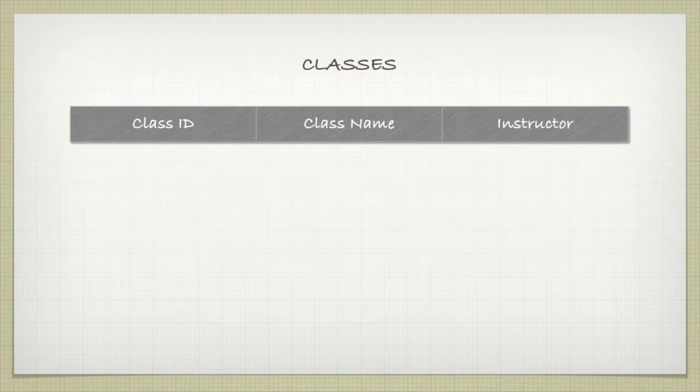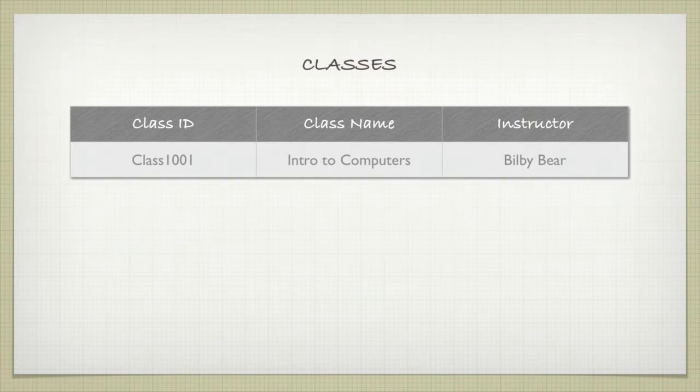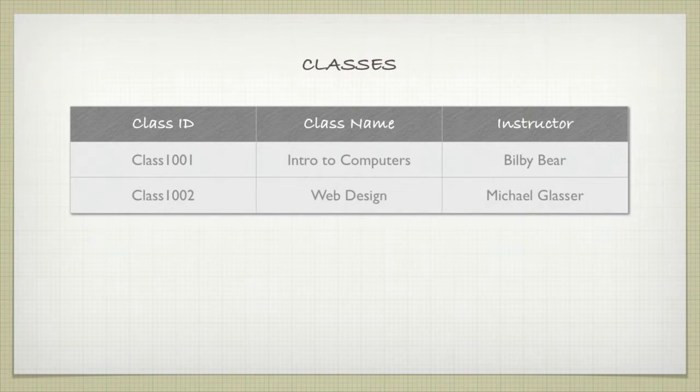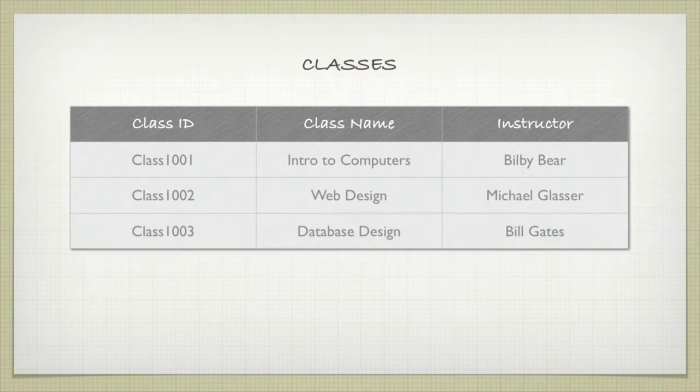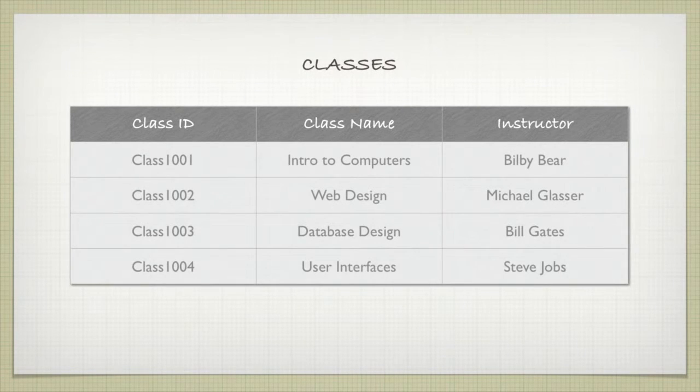Similar idea with classes. If we have a table here with the class ID, the class name, and the instructor, we might have class 1001 Intro to Computers by Bill Baer, class 1002 Web Design by Michael Glasser, and then class 1003 and class 1004, Database Design and User Interfaces by Bill Gates and Steve Jobs. Again, you could have class names that are the same. One instructor might teach more than one class, or you might have instructors with the same name. But if we look at the class ID, that we can make unique, and so we know that is unique.